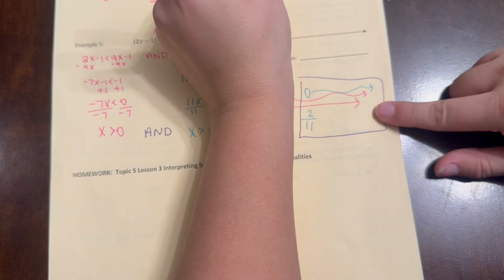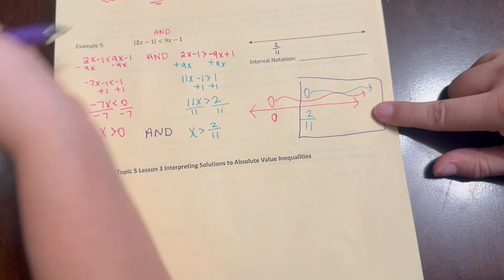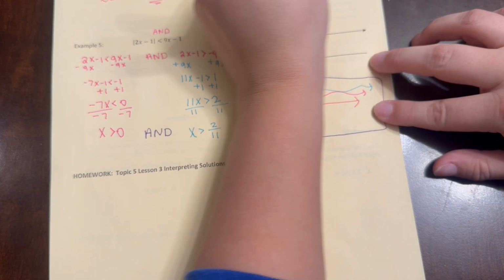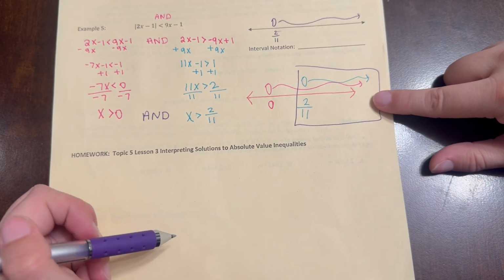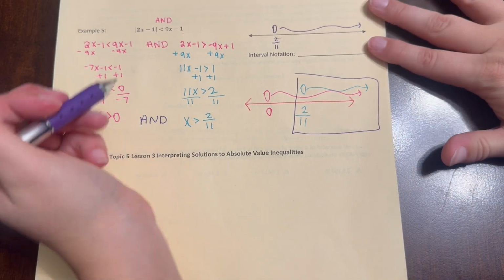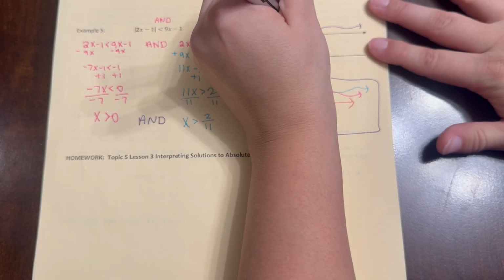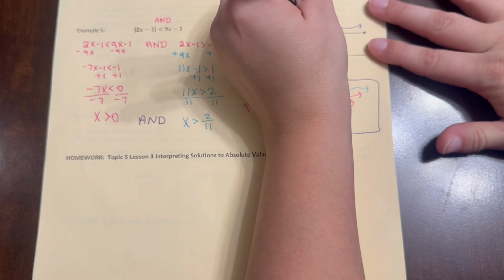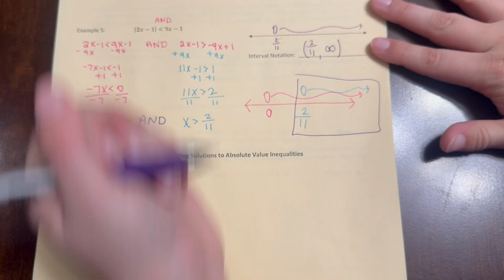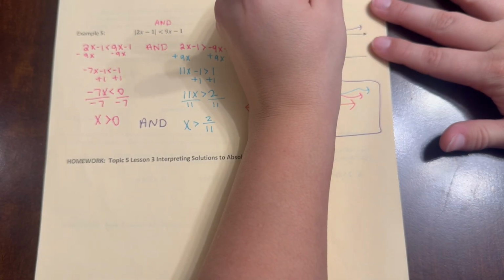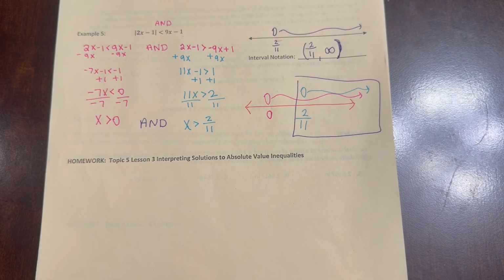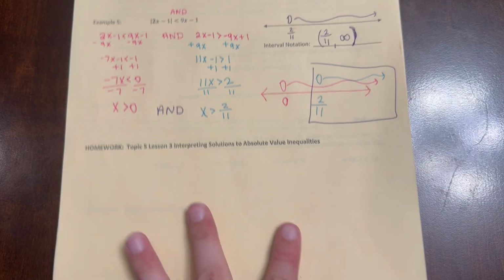So on my number line, I'm just going to have 2 over 11. I'm going to have an open circle going to the right. And then in my interval notation, if I'm reading this from left to right, I start at 2 over 11 and I go all the way to infinity. Pretend that's a parenthesis. So that is your special cases notes.